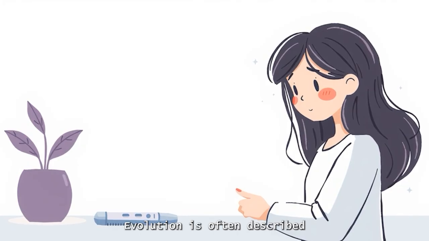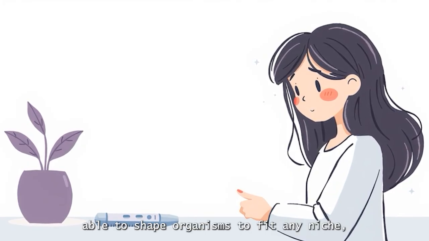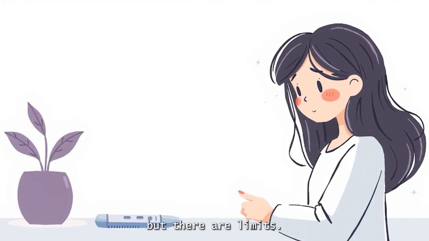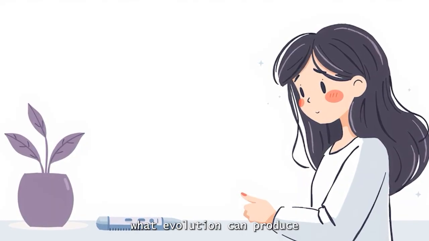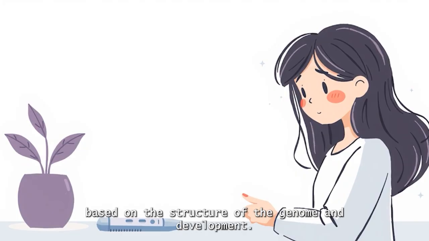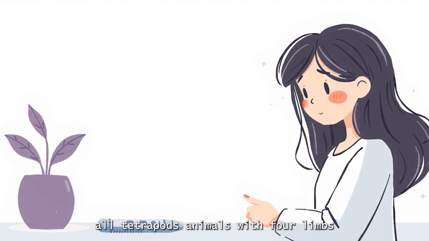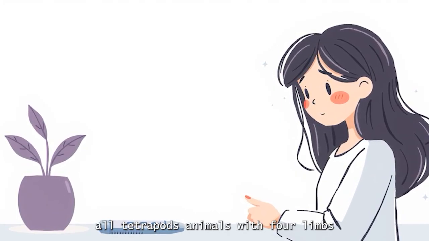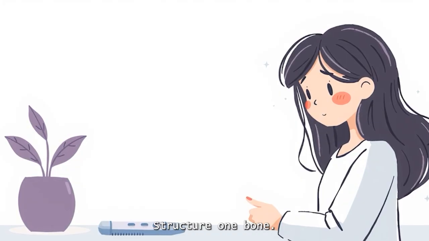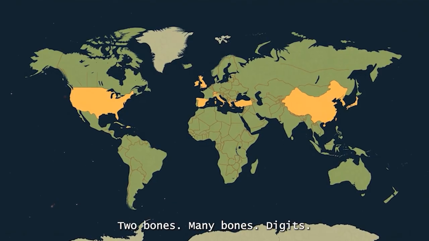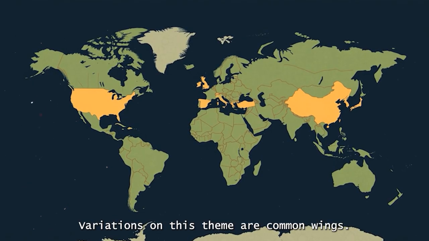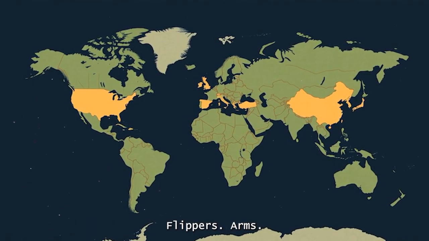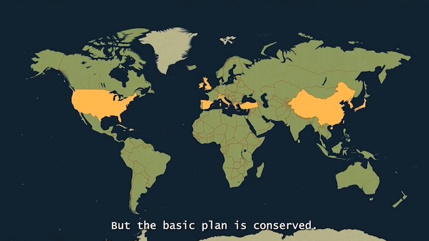Evolution is often described as all-powerful, able to shape organisms to fit any niche, but there are limits. Genetic constraints are the restrictions on what evolution can produce based on the structure of the genome and development. For example, all tetrapods, animals with 4 limbs, have the same basic limb structure: 1 bone, 2 bones, many bones, digits. Variations on this theme are common: wings, flippers, arms, but the basic plan is conserved.